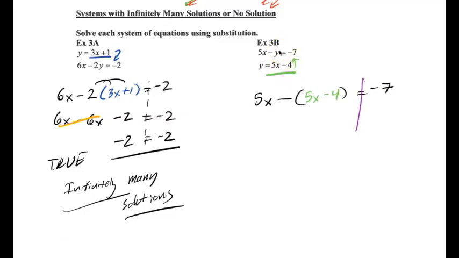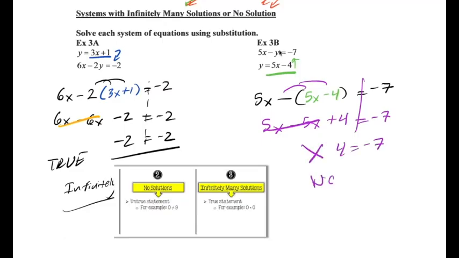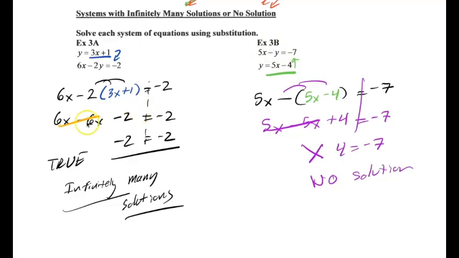And just like before, since it's on the same side, let's distribute. So I get 5x minus 5x plus 4. These cancel. And we're left with 4 equals negative 7. That is false. This is no solution. That's how you know you have one of those, when your variables cancel out and all you're left with is a statement. If it's true, infinitely many. Not true, no solution. Okay, let's do one last problem.